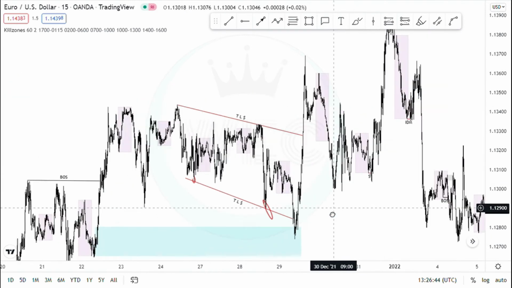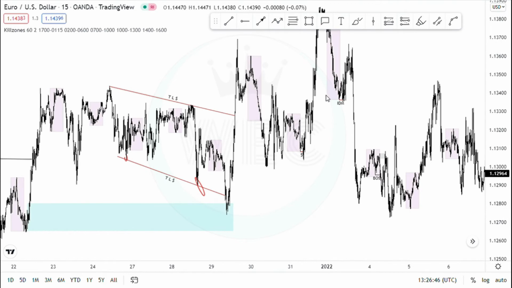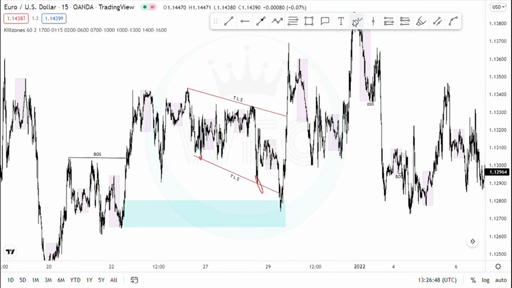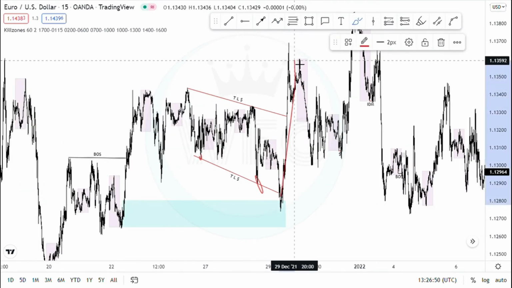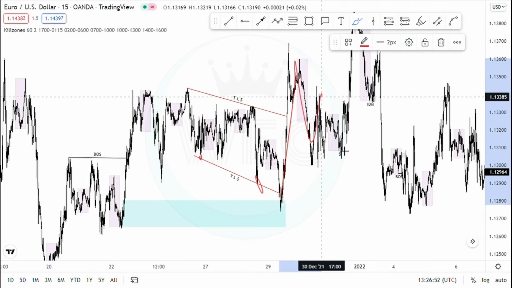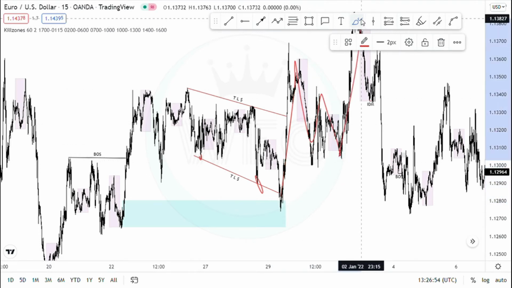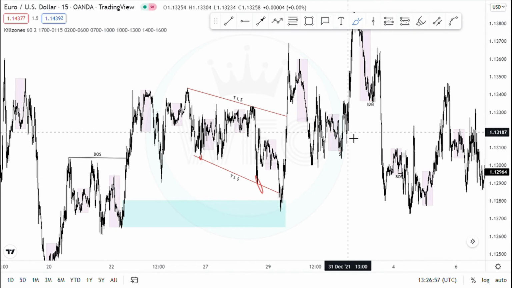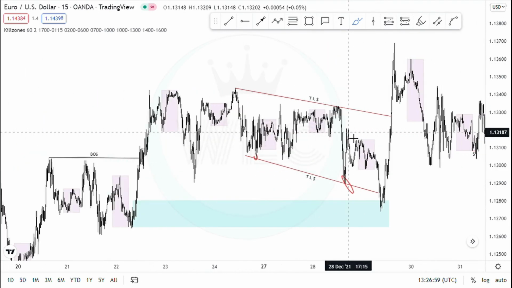Okay, now look at this example. This example, again, we have an impulsive move. Okay, we have correction over here, and then we take this move to the upside. Now this is why this trade didn't fail.